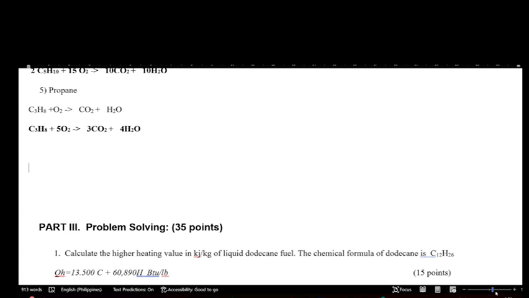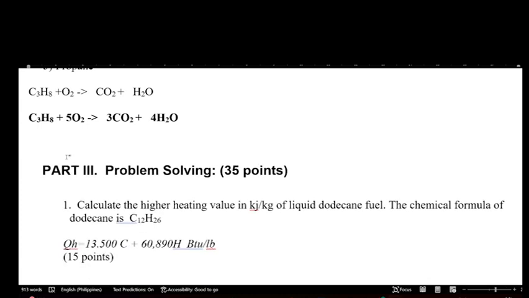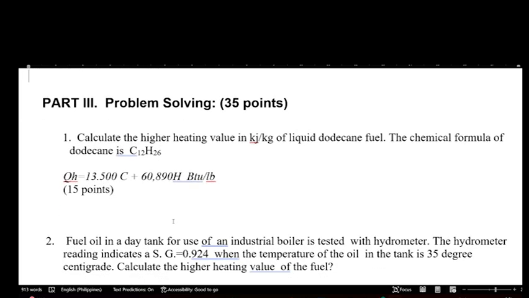Nakikita ba, class? Nakikita? Pero dapat okay na tayo dito, class? Para makauwi na tayo. Next. Ano ang answer sa number 1?